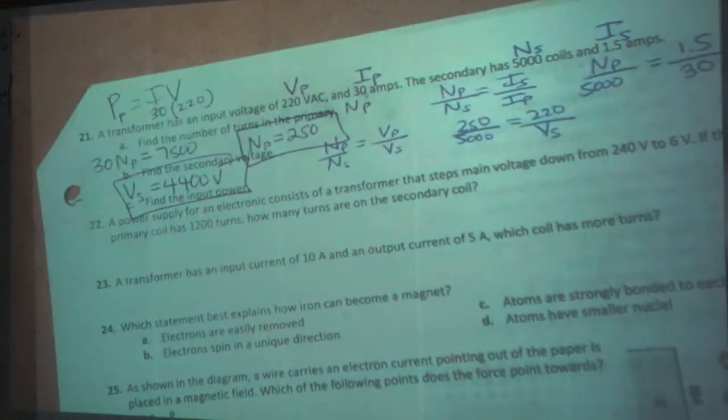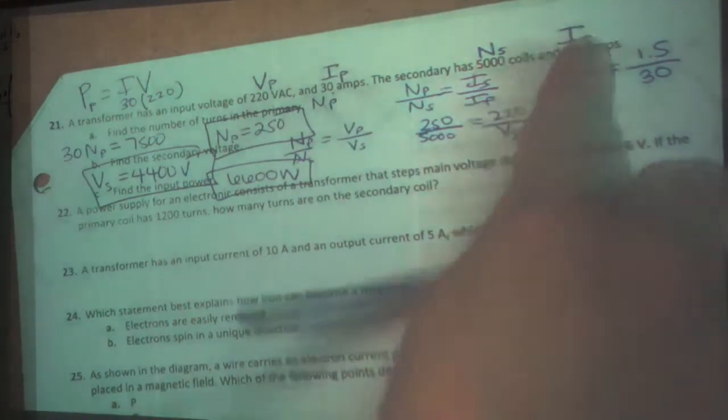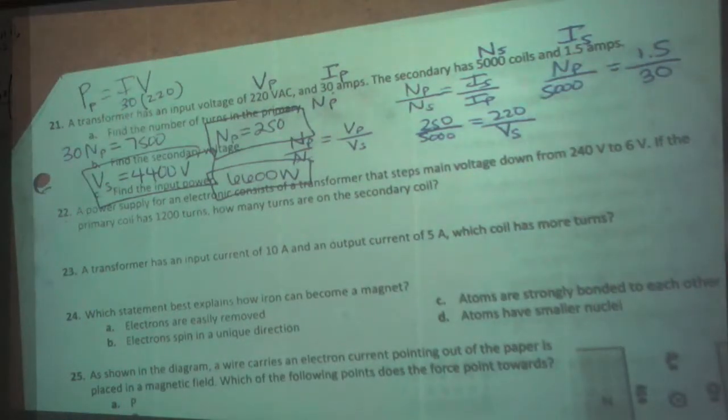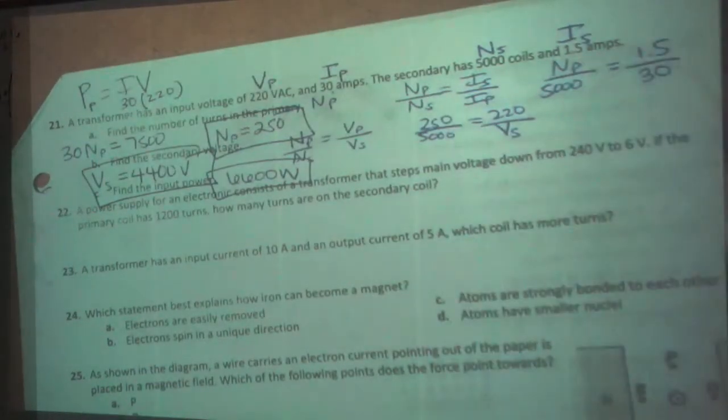And lastly, our input power, I'm running out of room, so our input power is just the primary power. Power is IV. This has a current on the primary side of 30, and a voltage on the primary side of 220. So 30 times 220 gives me a power of 6,600 watts. You also could have found the secondary power because it's the same thing. You would have to use the voltage that you just got, the 4,400, times the secondary current 1.5, and you would still get the 6,600. Oh, you can't see that. That's okay. If you do the secondary current times the secondary voltage, you still get the secondary power, and they're the same. So you still get 6,600.